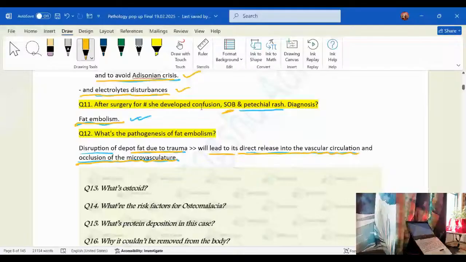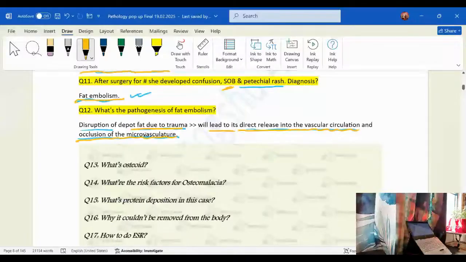Shortness of breath and petechial rash: the diagnosis is fat embolism. What is the pathogenesis of fat embolism? Disruption of the fat droplets by trauma leads to direct release of fat particles into the vascular circulation and occlusion of the microvasculature.